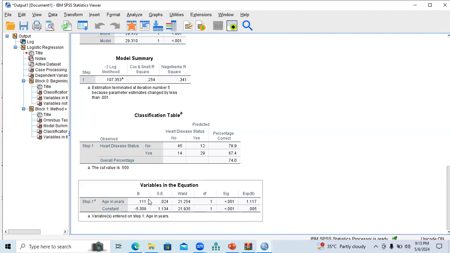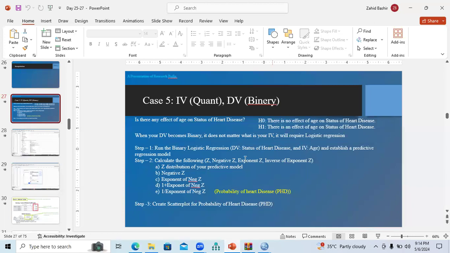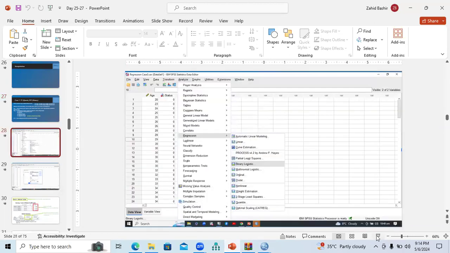Then you need to see the variables in the equation. Here you can see age in years with beta value of 0.111, and you can also see the exponent B, which is 1.117, and the significance value is less than 0.05. So this is a highly significant value. So how to interpret this model? First of all, we need to consider step one here.